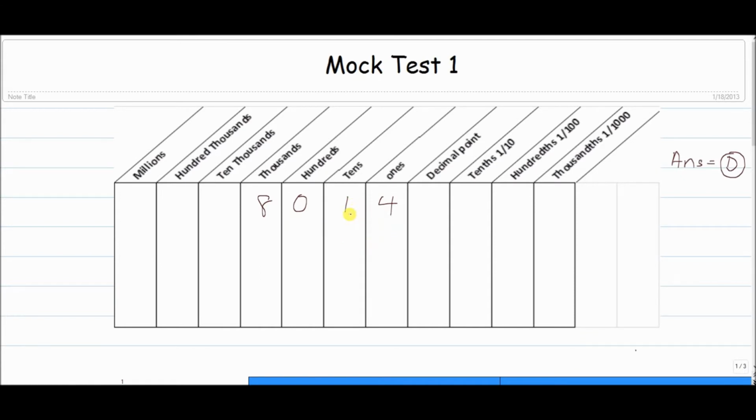Next number is 635. We have 5 ones, 3 sets of tens, and 6 hundreds. We have 27 being 7 ones and 2 tens. And finally, we have 5 ones. Our operation is addition. We have to make sure we show our sign. And now we get to our adding.